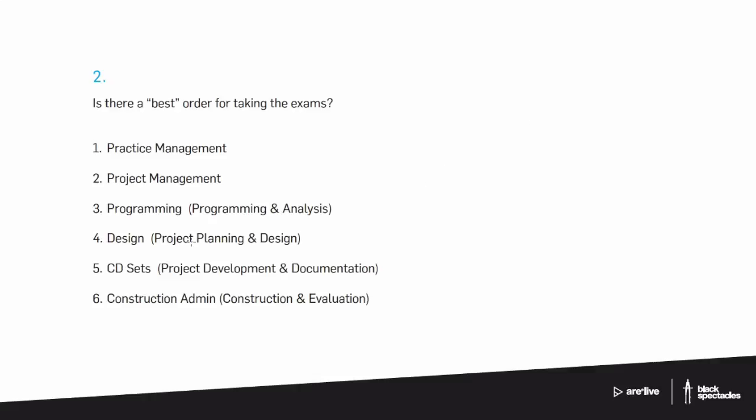So the first thing is that if you're doing the transition plan, which has three exams in 4.0, which would be programming, planning, and practice, construction documents and services, and site planning and design, then you can take two exams, which would be, the way we talk about it, numbers 4 and 5. And so this is essentially the design portion and the CD sets portions. So those are called project planning and design, and project development and documentation.